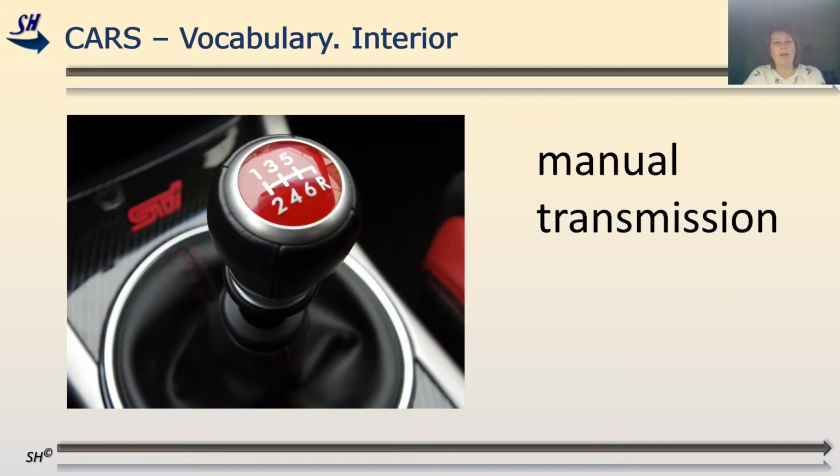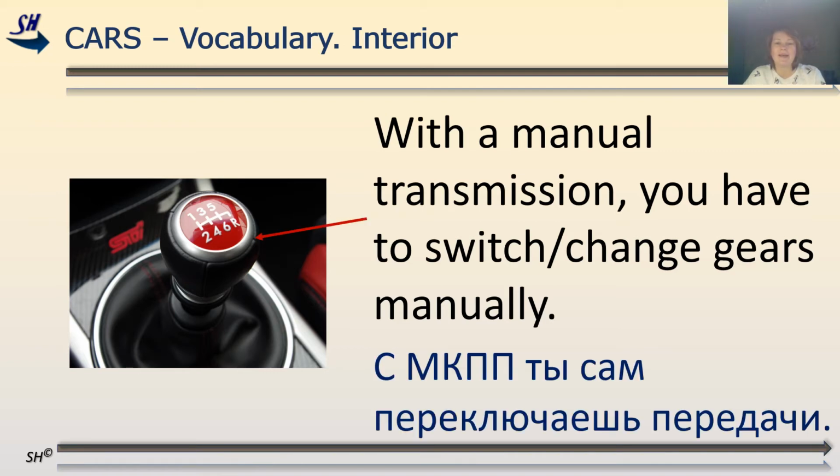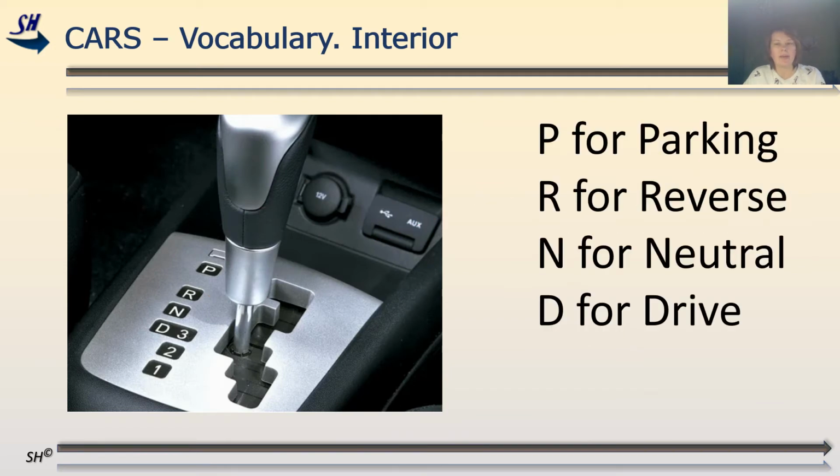All right, there are manual transmission vehicles, cars with a manual transmission where you have to switch gears manually. For example, you can say with a manual transmission, you have to change gears manually. And there is an automatic transmission with different letters written on it. P stands for parking, R stands for reverse, going backwards, N for neutral, and D for drive. You can say, I have a manual transmission or I have an automatic transmission.